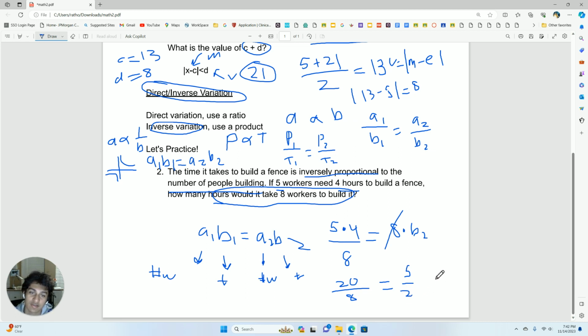That kind of makes sense, right? If you had 5 workers and they took 4 hours to build a fence, and I had 8 workers, which is more than 5 workers, more hands working on the fence, it should take me less time to build that same fence. And we can see that 5 over 2 is 2.5, which is less than 4. So it seems like we did the right thing.